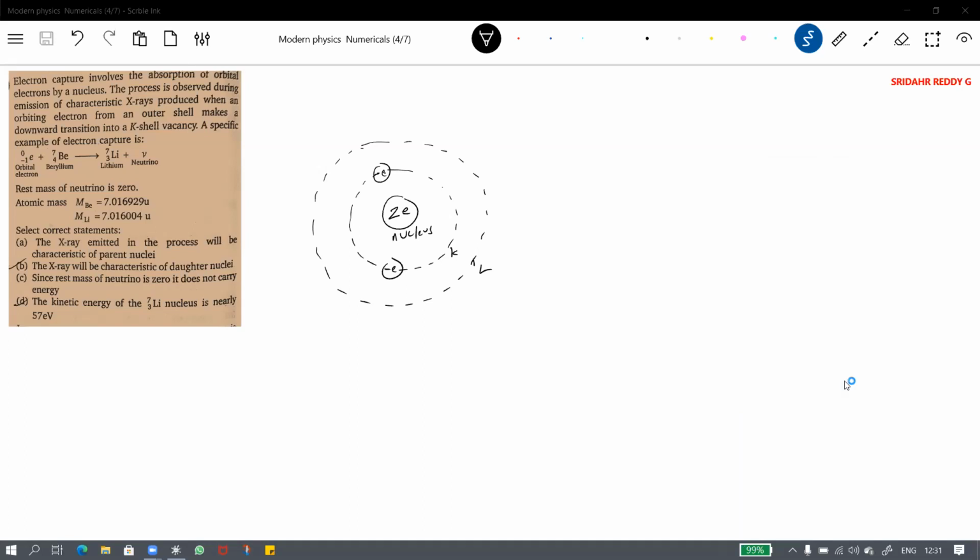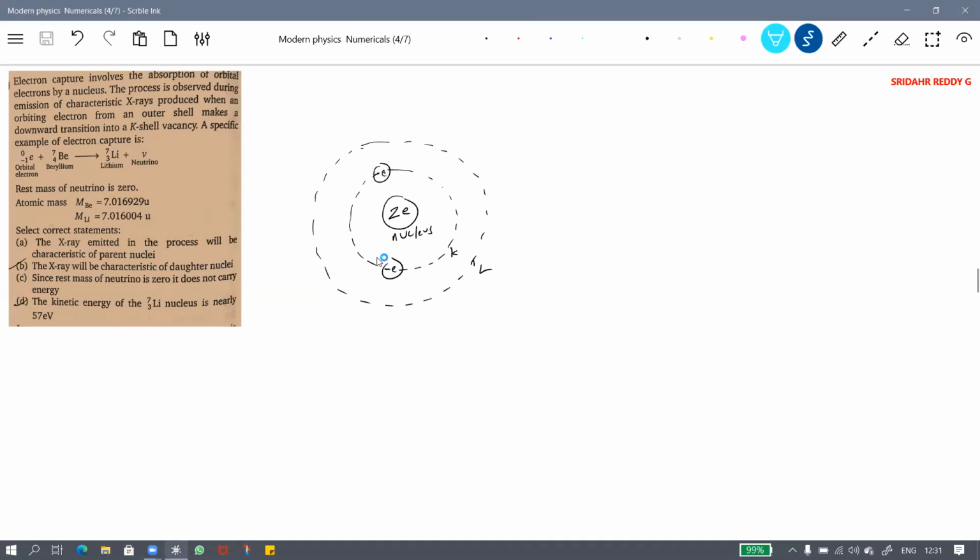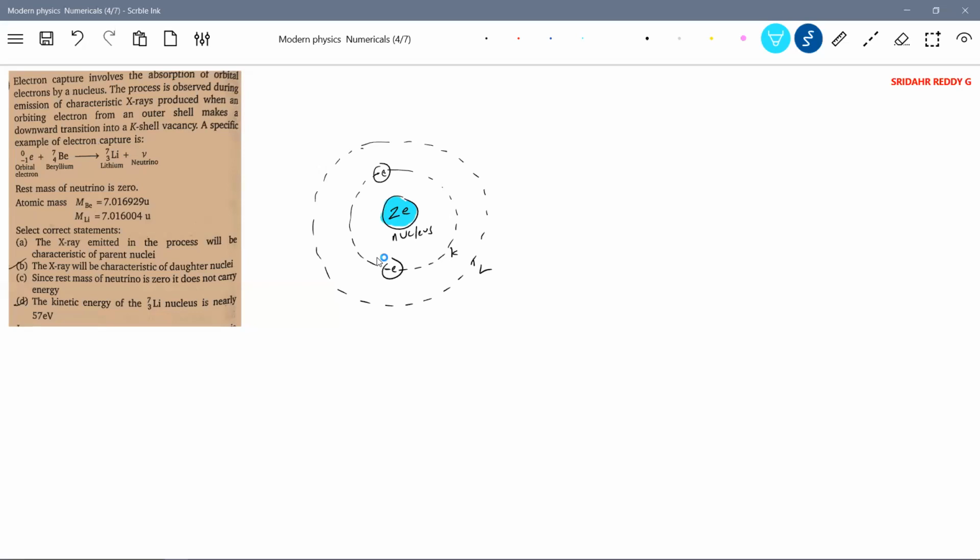There's a nucleus. Some particular nuclei have more protons and want to increase the neutrons. So here they can go for electron capture. This nucleus will capture the innermost electron. Maximum, about 80% of the nuclei will go for capture of the K shell. Very few capture from the L shell.